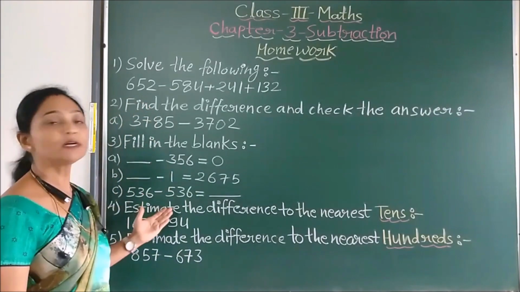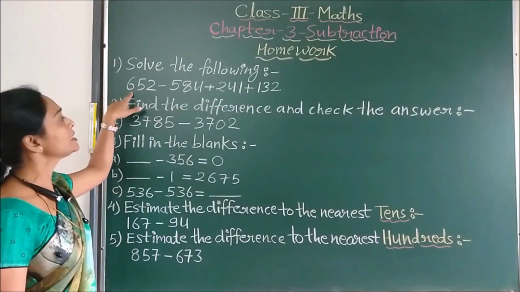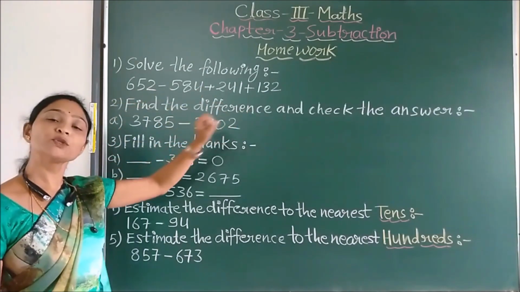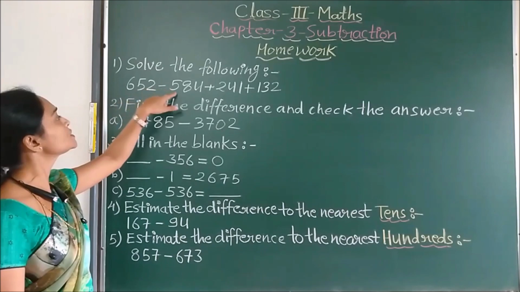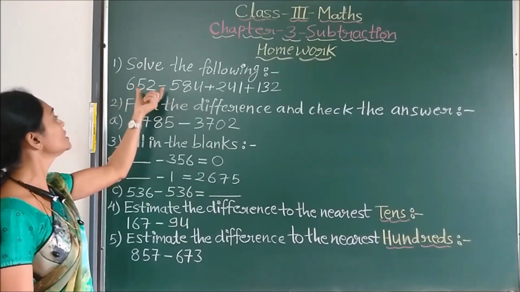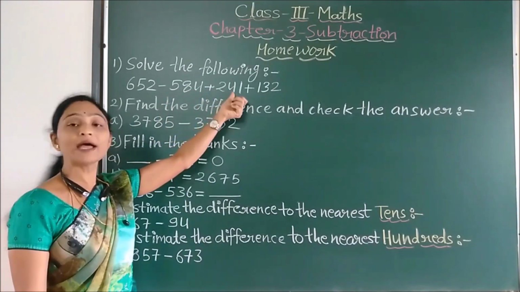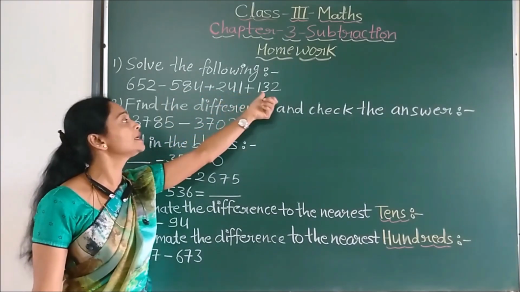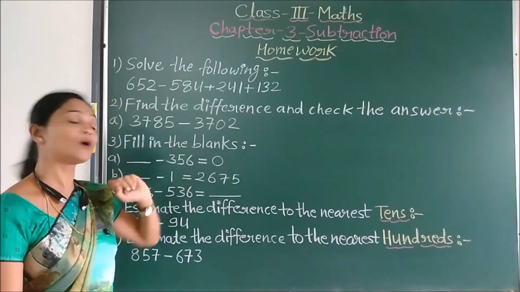Children, this is the homework. See, question number 1, solve the following. In this question you can see plus and minus both signs are there, so according to the sign you have to solve. First, these two numbers are having a minus sign, so these two you will subtract. Then with the answer you have to add this one, and with the answer then you will add this fourth one. So this way step by step you have to solve this.